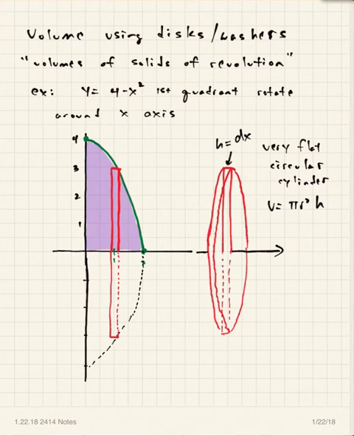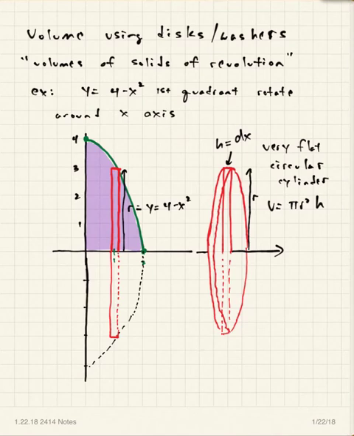And then the radius of that circular cylinder is this distance right here. If you look back over to our picture, this distance right here is the radius. That's r, and that would be our function, y equals 4 minus x squared. That's y, which is 4 minus x squared. That's a y value right there.